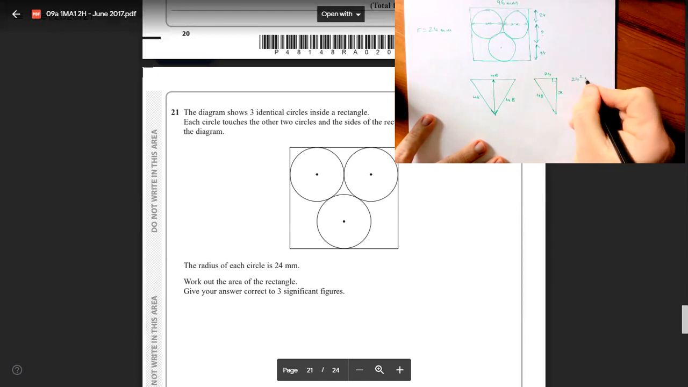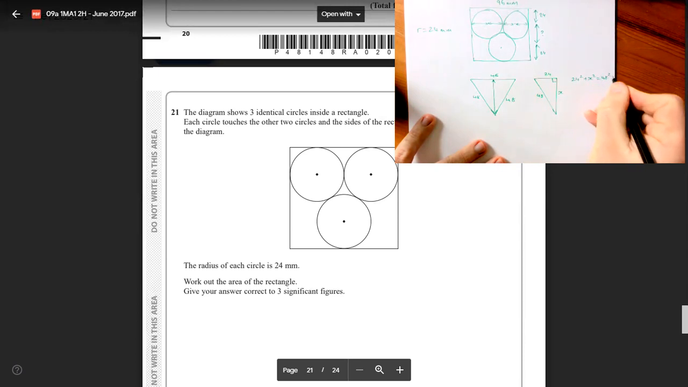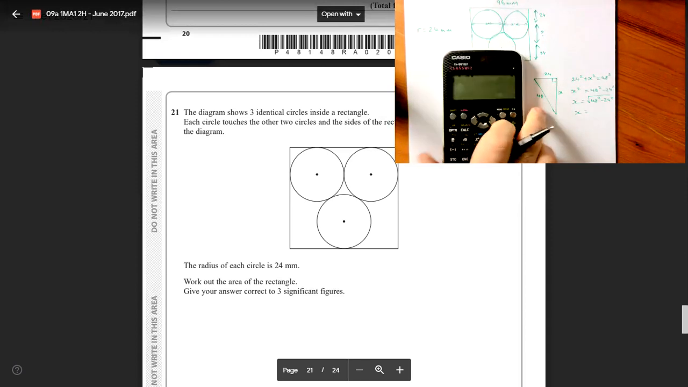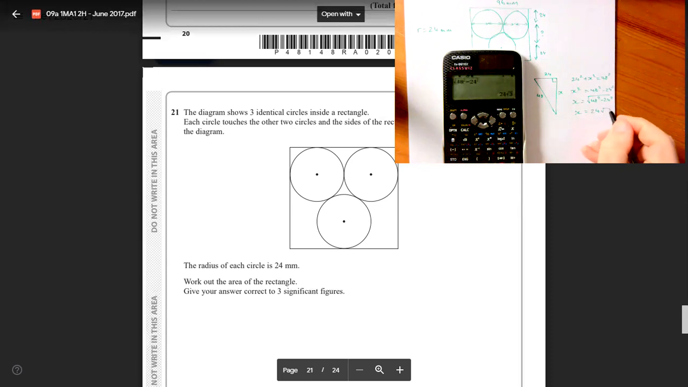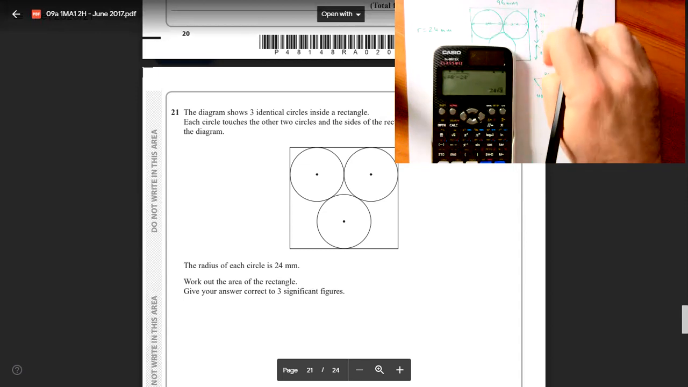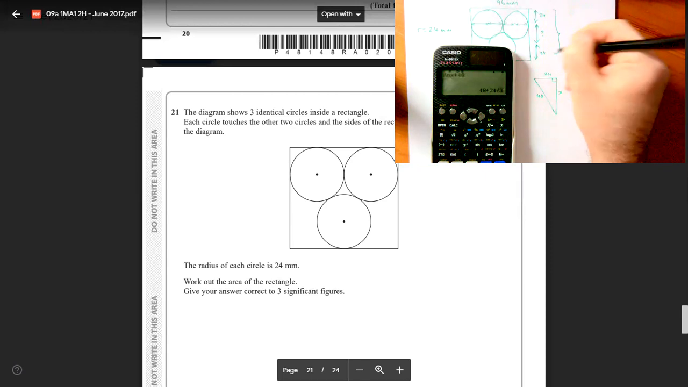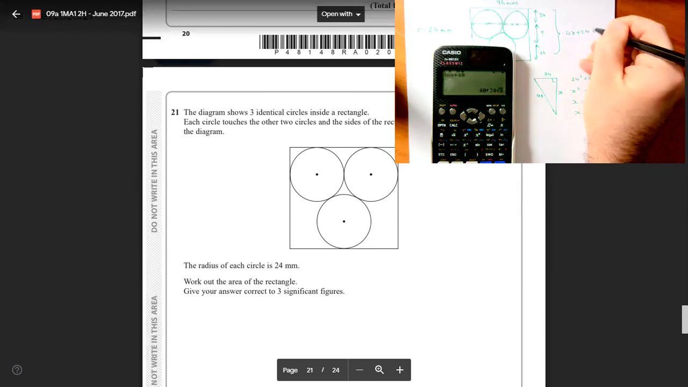So 24 squared plus x squared equals 48 squared. X squared equals 48 squared minus 24 squared. So x is the square root of 48 squared minus 24 squared, which equals 24 root 3. So this length here is 48 plus 24 root 3.